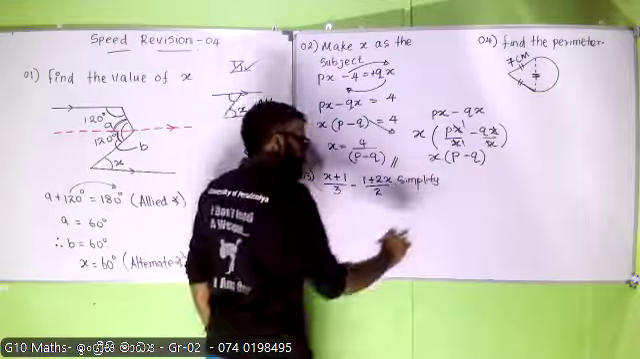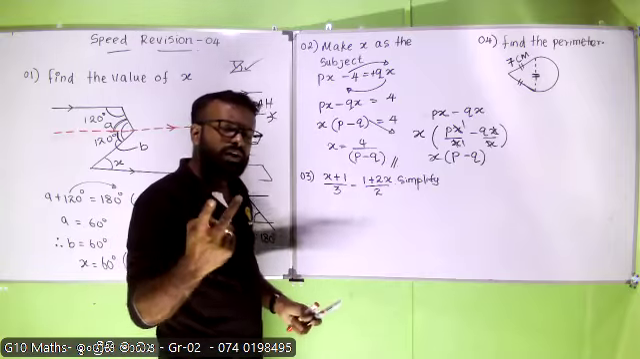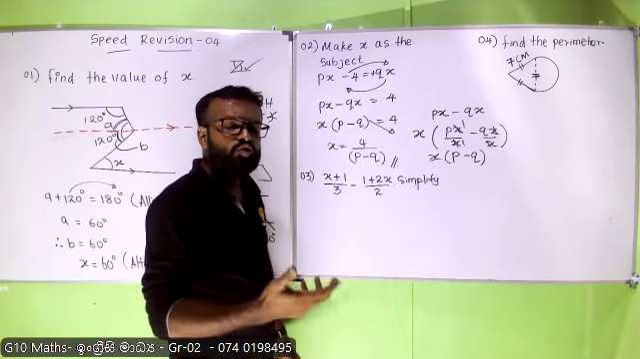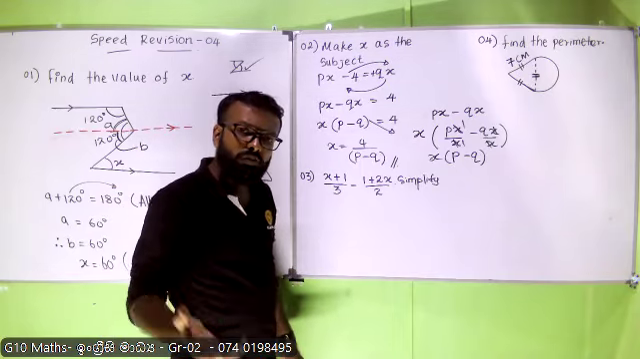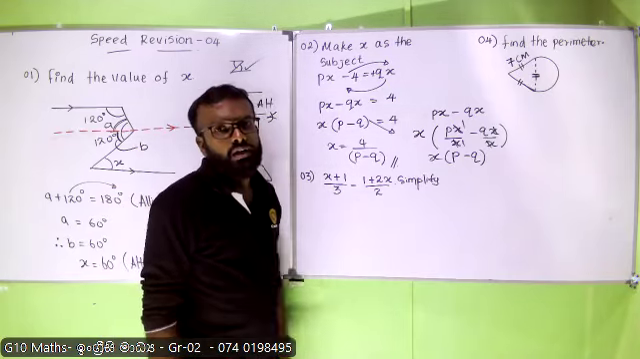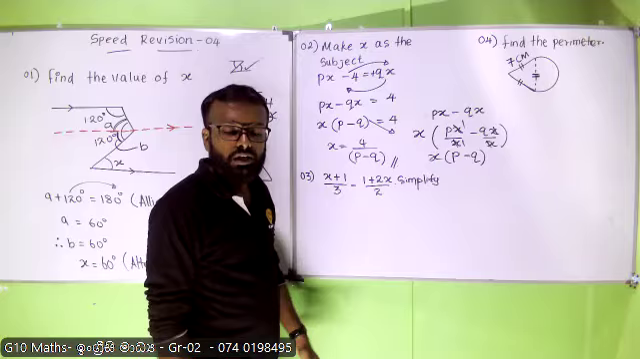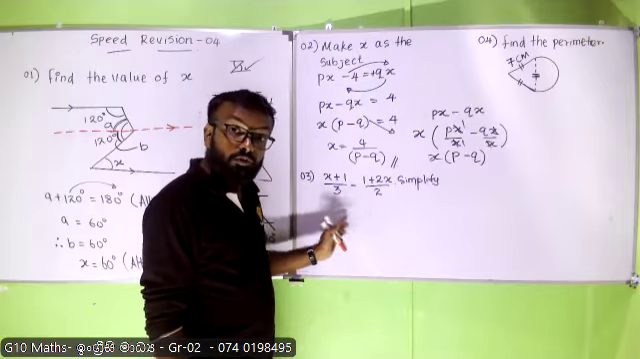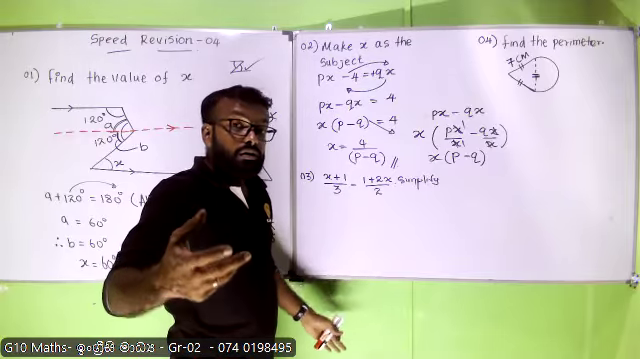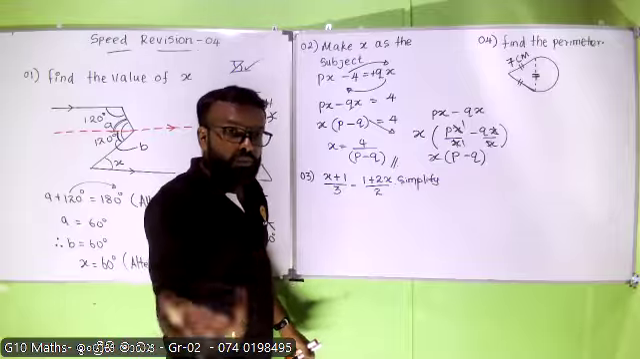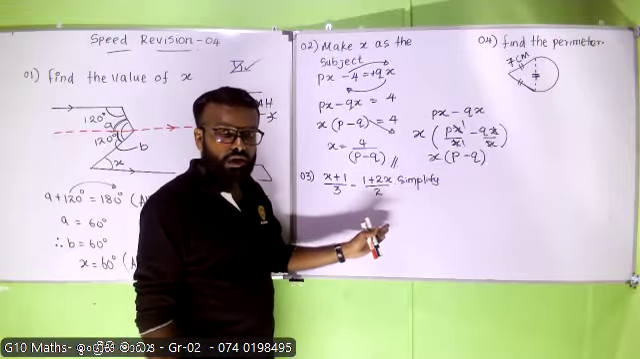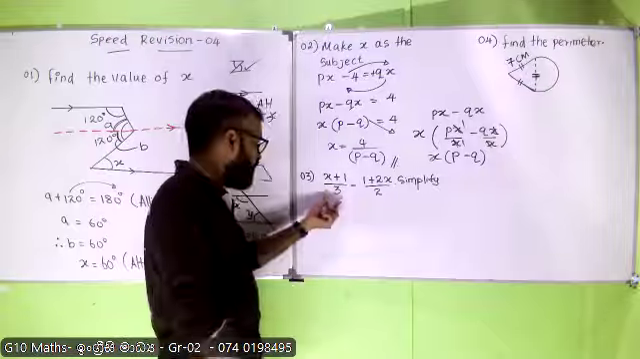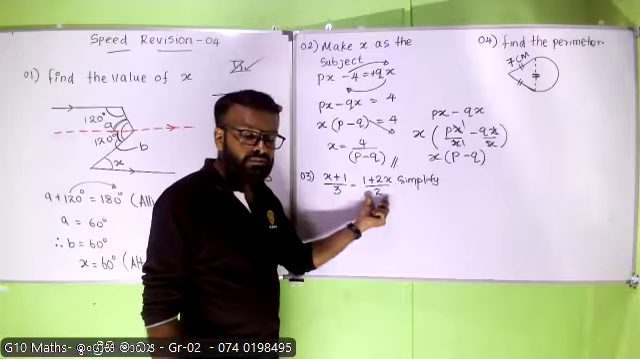Simplify two fractions. When you are simplifying two fractions, what needs to be satisfied? You need to have equal denominators. But here you have two different denominators, 3 and 2. If you find the LCM, the least common multiple of 3 and 2, it will give you 6. You need to make sure that you have 6 here and 6 here.